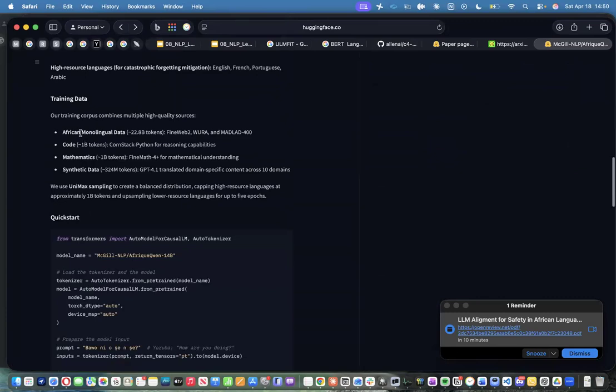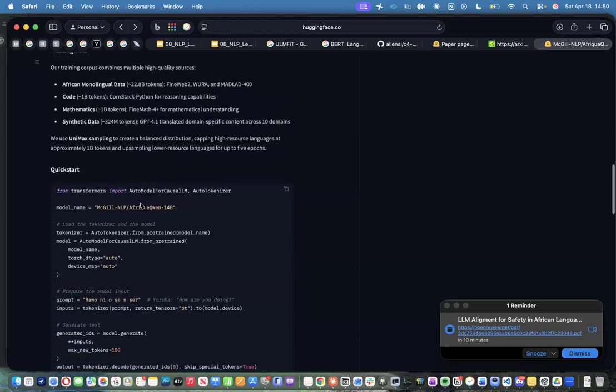Our training corpus combines multiple high-quality African monolingual data. So they combine many datasets. They also have code and mathematics questions for capability. They also created some synthetic data, 334 million tokens, using GPT-4 to translate domain-specific text accurately. So they use GPT-4.1 to translate some text. And yes, this is African.